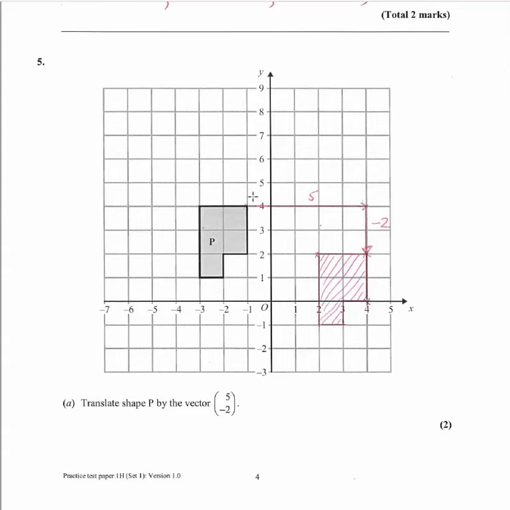Okay, so choose a corner. This one here is fine. 1, 2, 3, 4, 5 and 2 down. 1, 2. Make sure you don't go 1, 2, 3, 4, 5. No, move. Move 1, move 2, move 3, move 4, move 5, and then down. 1, 2. Okay, so this point has moved to here, and every point would move the same amount. So the new shape is going to be drawn here.